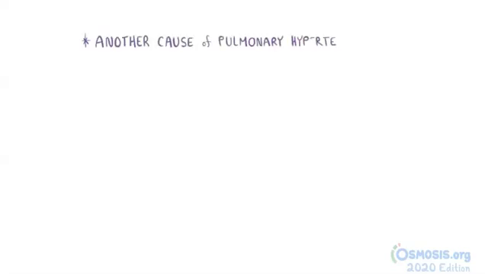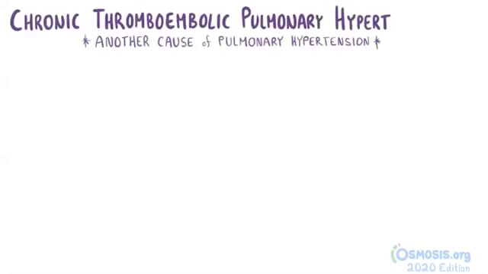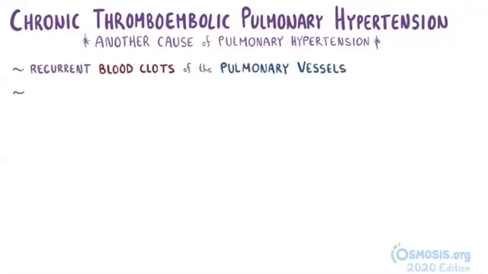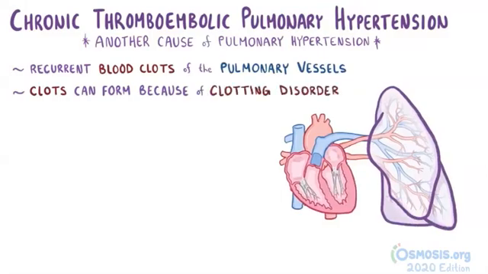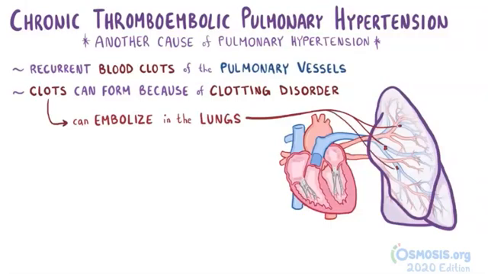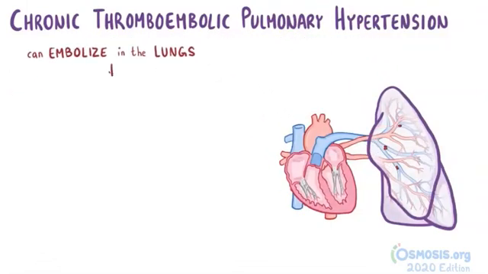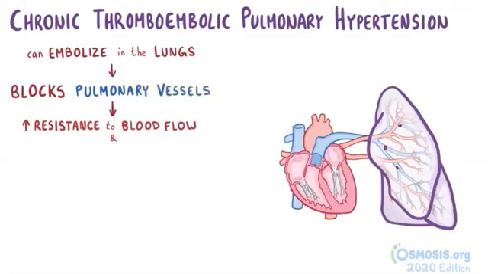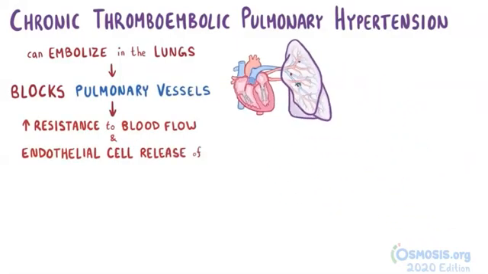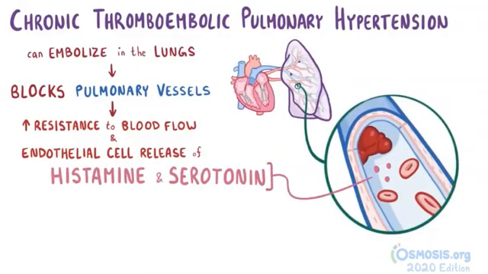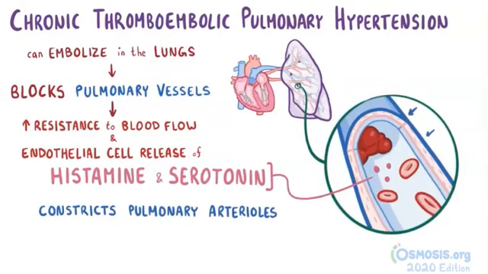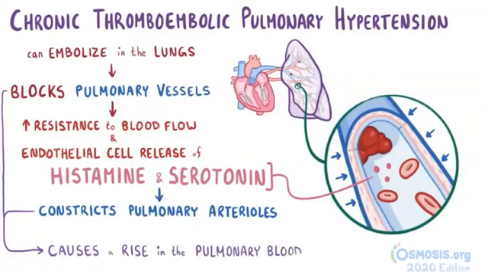Another cause of pulmonary hypertension is chronic thromboembolic pulmonary hypertension, which is when there are recurrent blood clots in the pulmonary vessels. The clots can form because of an underlying clotting disorder, and can embolize or travel to the lungs. The clots can block pulmonary vessels, which increases the resistance to blood flow, and they can also cause endothelial cells in the vessels to release histamine and serotonin, which constricts the pulmonary arterioles. Together, the blockage and the narrowing of the blood vessels causes a rise in the pulmonary blood pressure.